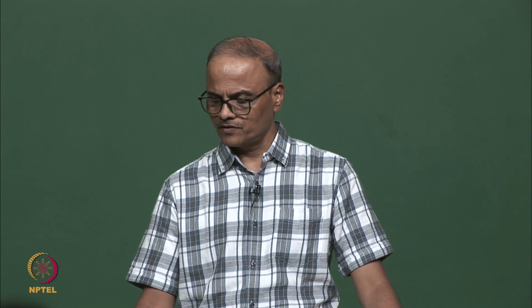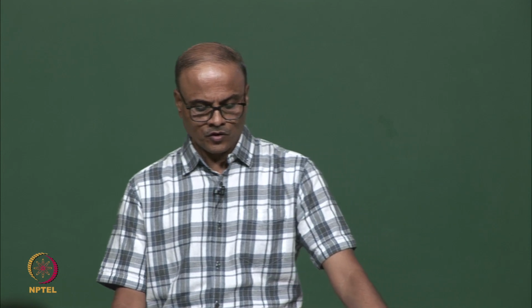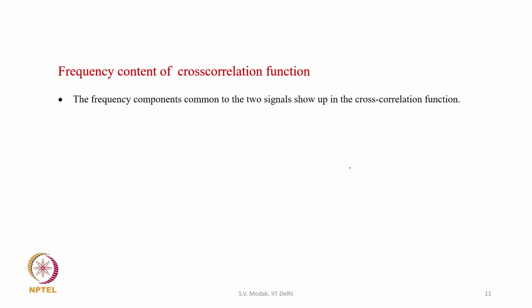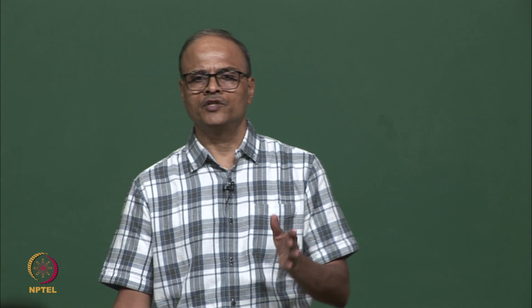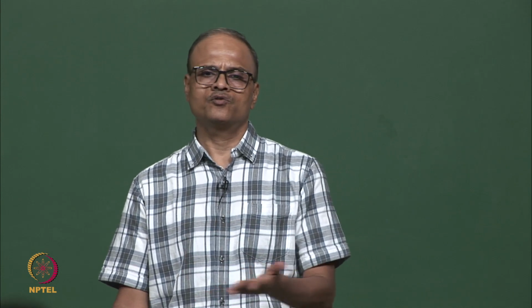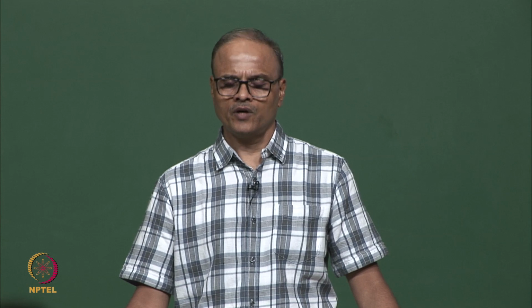Now the question arises, what is the frequency domain composition of the cross correlation signal? What are its characteristics? It is seen that the frequency components common to signals x and y show up in the cross correlation function. So only the frequency components which are common in x and y show up in the cross correlation function. If there is a frequency component in x which is not present in y, then that does not show up in the cross correlation function.